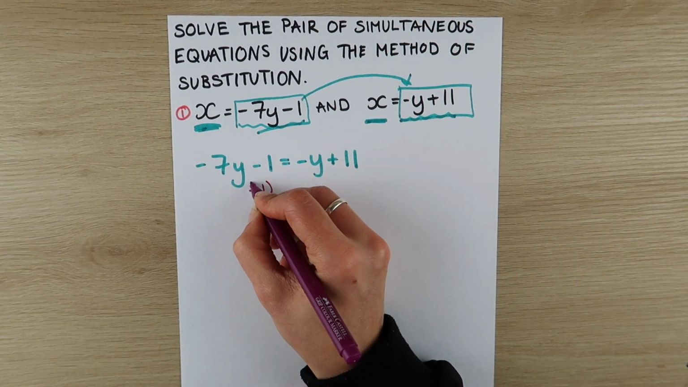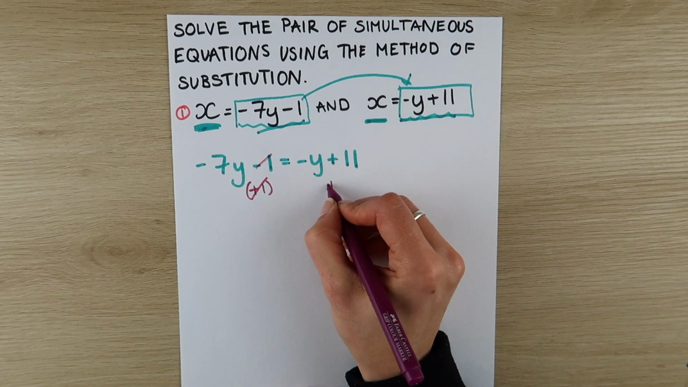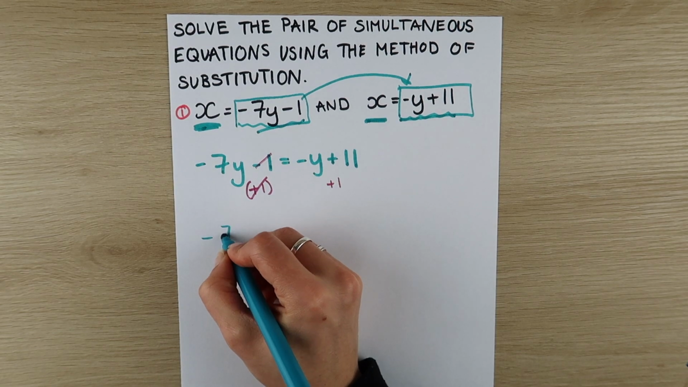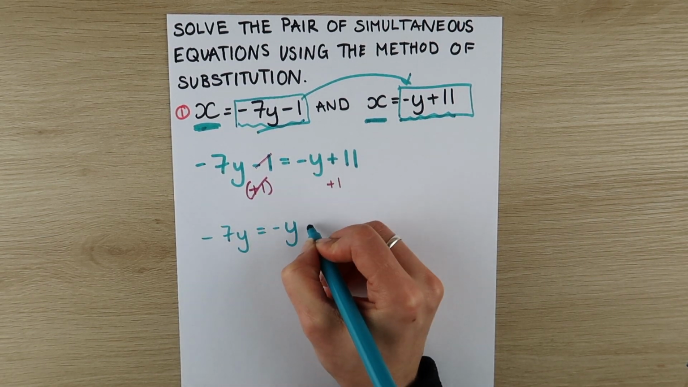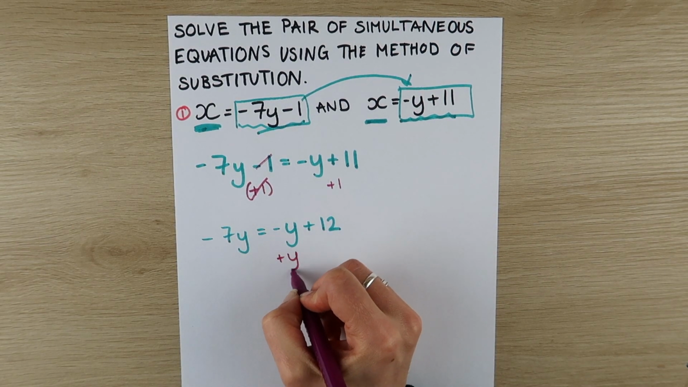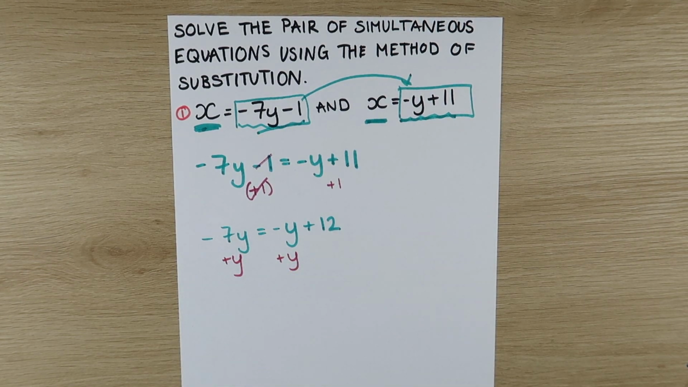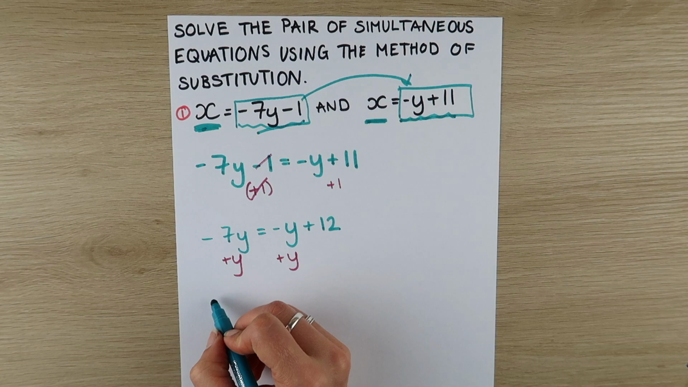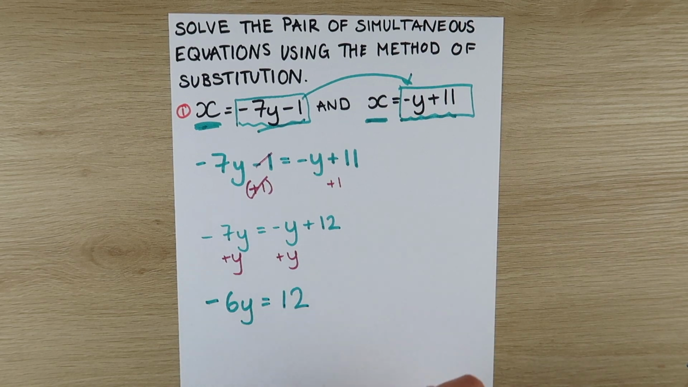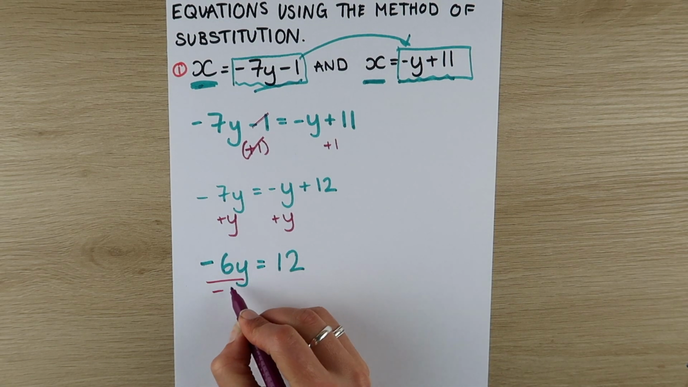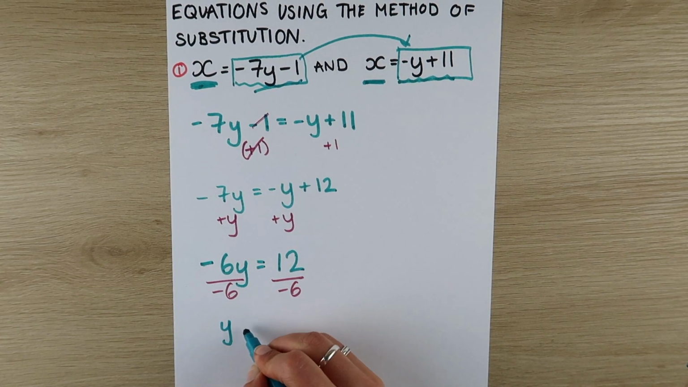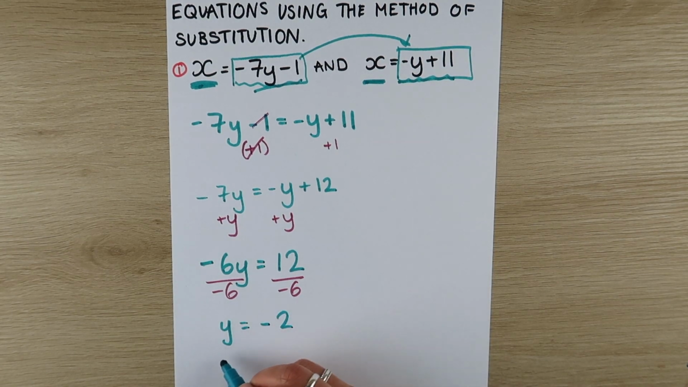I'm going to add 1 to cancel this one out. Add 1. So I'm left with negative 7y is equal to negative y plus 12. Then at this stage, I'm going to add y so that all of my y's are on the same side. Now we have negative 6y is equal to 12. Finally, at this stage, I can divide by negative 6, and I must do that on both sides. So my final answer is y is equal to negative 2.